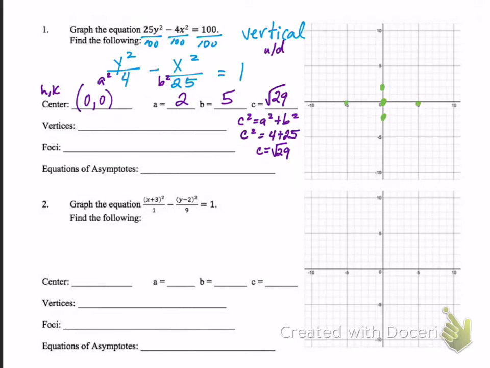So do you always go up A? No. If it's vertical, you go up and down A, and if it's horizontal, you go left, right A. Okay. Does that make sense?